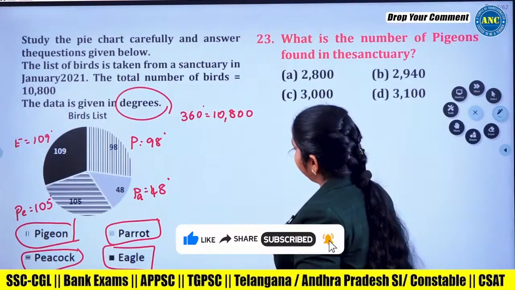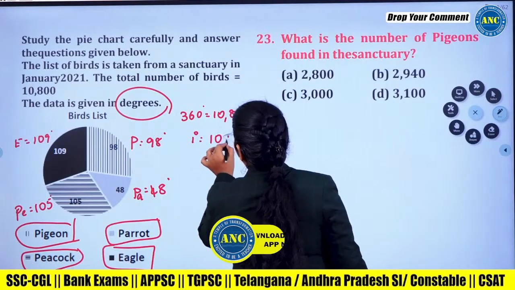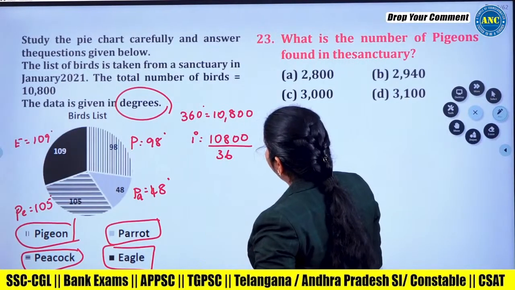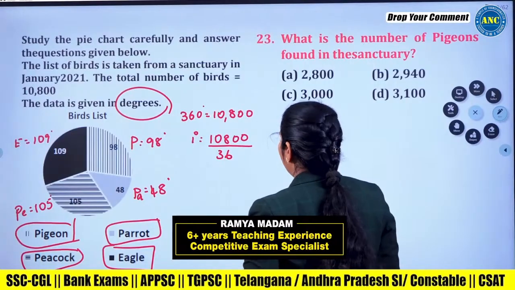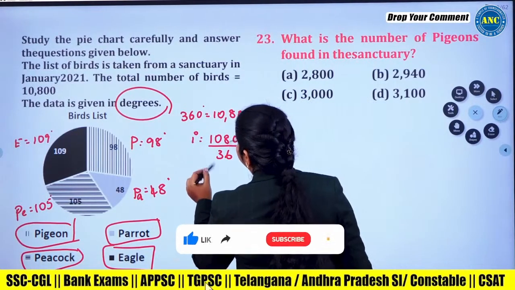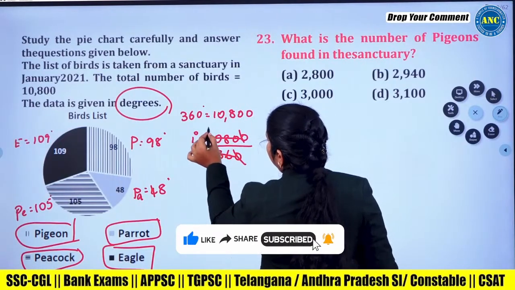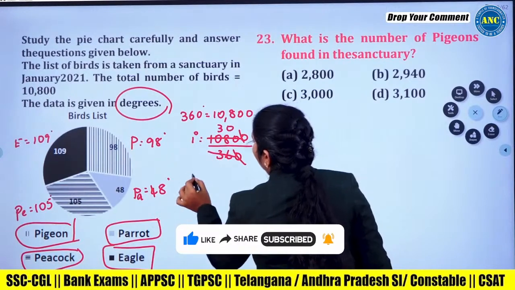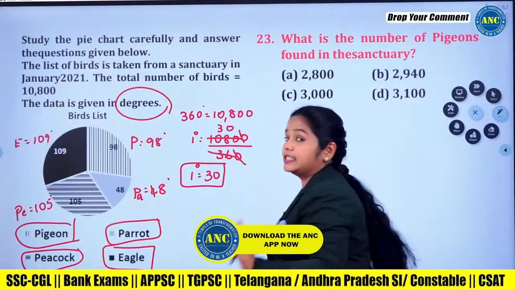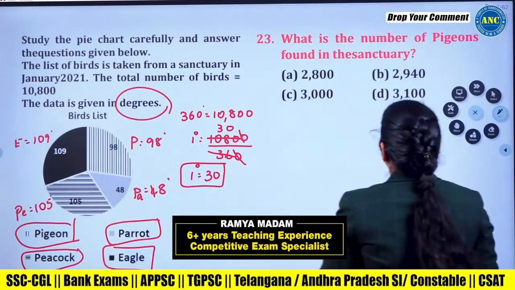In the last question itself, we almost got the answer, right? So 1 degree is equal to 10,800 by 36. That will be how much? 360. Fine. So 36 3 times 30. So 1 degree is equal to 30. That means 1 degree indicates 30 birds. So this data also is to be very clear. Now go to the question.